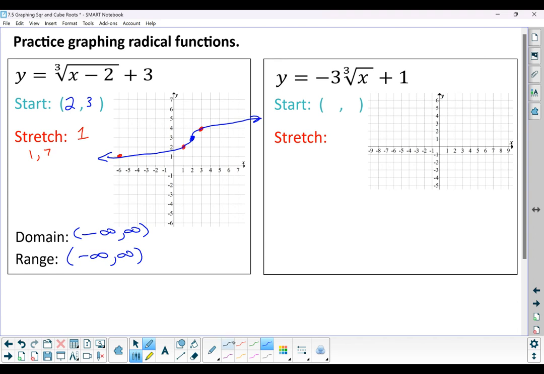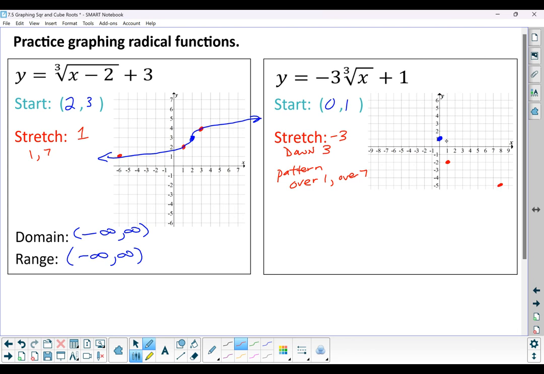Let's try one more cube root graph. So the starting point of this cube root graph is 0, 1. The stretch is a negative 3, so we're going to go down 3 to start, but our pattern is to go over 1 and then over 7, just like before. We don't change the sideways here. So we're going down 3 over 1, down 3 over 7. That puts me at 8.